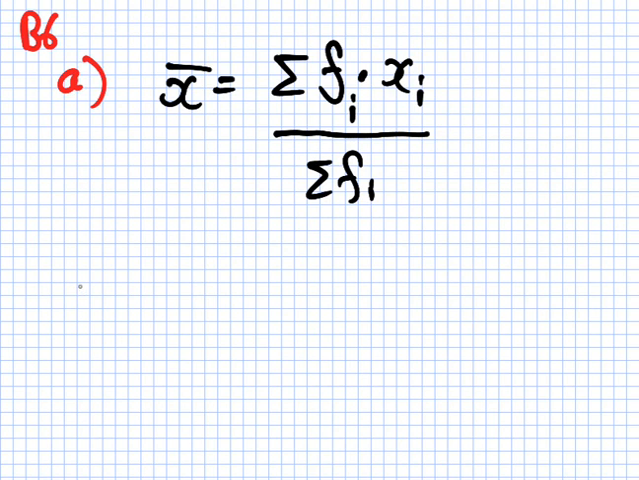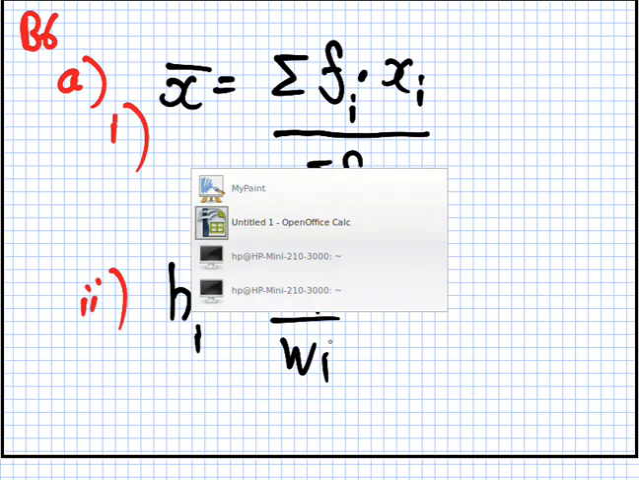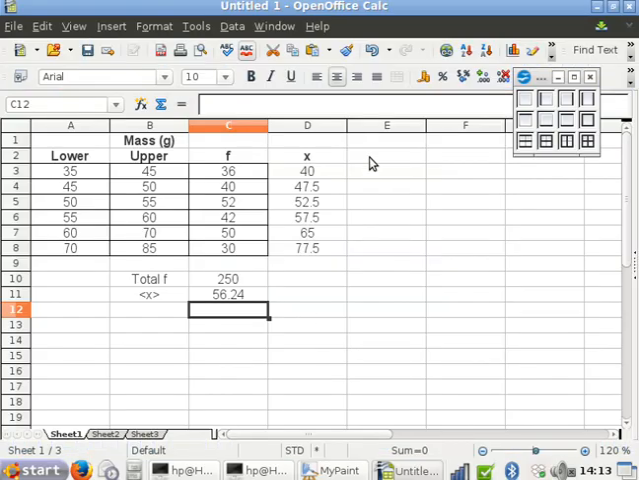Yes. Yeah? Now the next part is the frequency densities. So the densities, or the height of the histogram bars, is the frequency divided by the width. So I need to work out the width next.